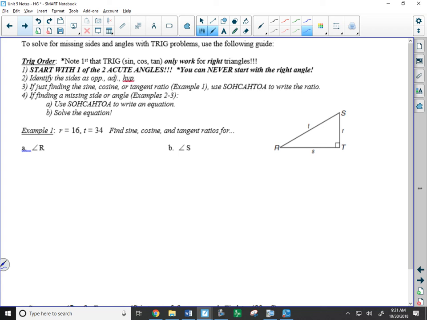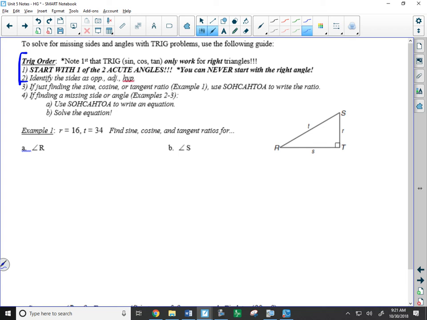Here's a general strategy. I've already been doing this. We've done basically steps 1 and 2. It has to be a right triangle. You start with one of your two acute angles, never the right angle, and then you identify opposite, hypotenuse, and adjacent.